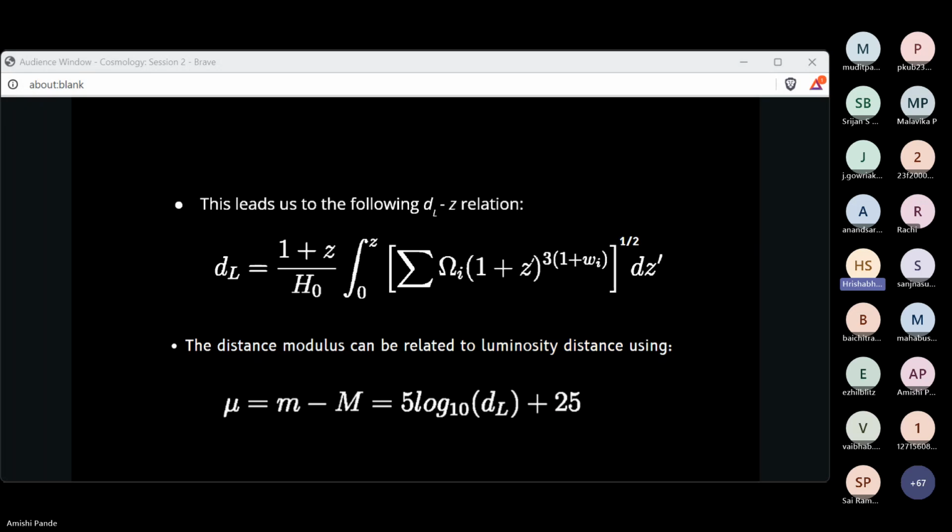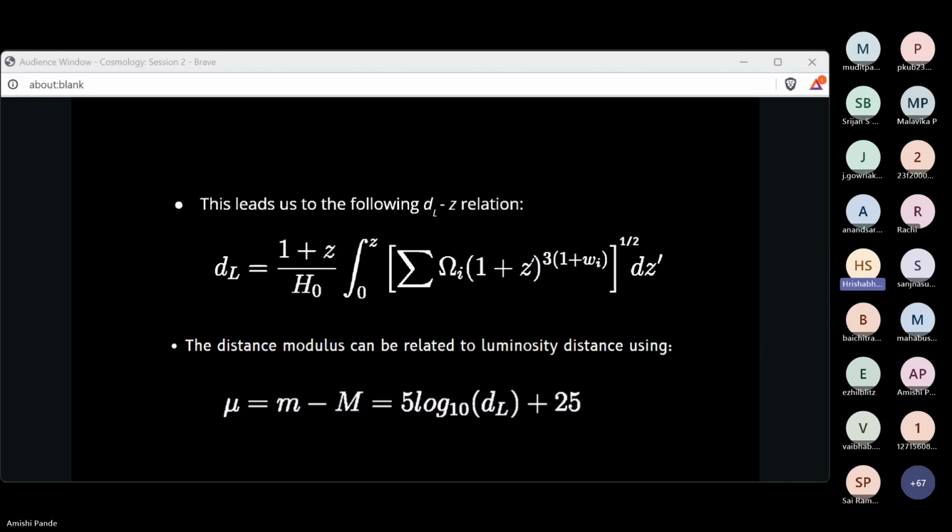Now dl is also not something that we directly observe, right? Luminosity distance is not directly observed. What we directly observe is the flux of that light, or if somehow we can convert that flux to something else. So here we are defining small m and capital M. I hope most of you know what small m and capital M are: apparent and absolute magnitude. If you don't know about it, please read about it.